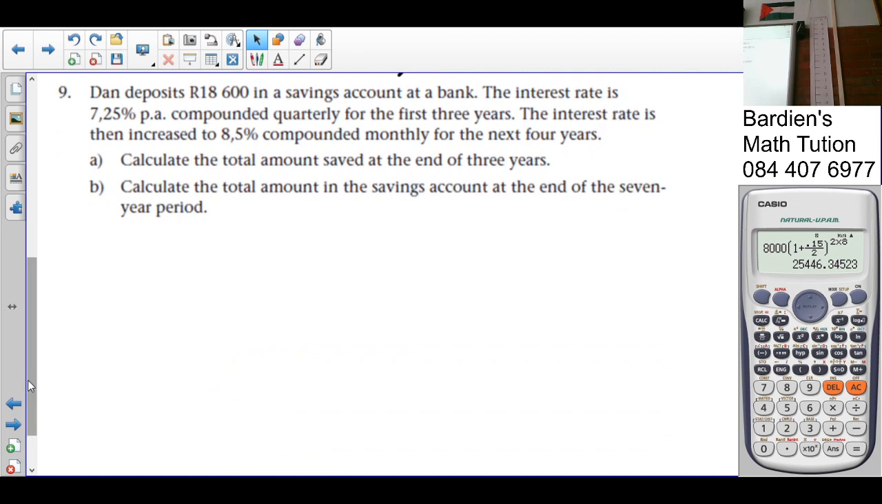Dan deposits 18,600 into a savings account at the bank. The interest rate is 7.25% per annum compounded quarterly for the first 3 years. The interest rate then increased to 8.5% per annum compounded monthly for the next 4 years. Let's calculate the total amount saved at the end of 3 years.